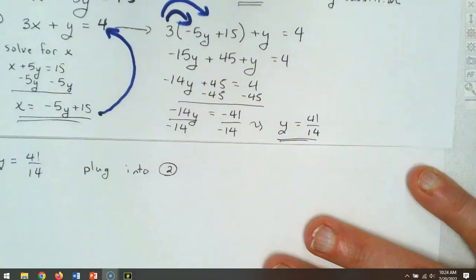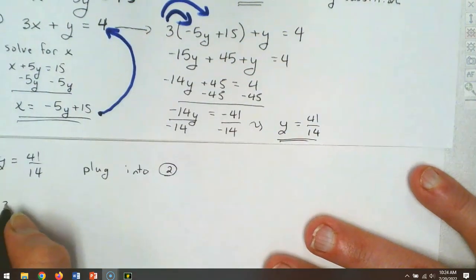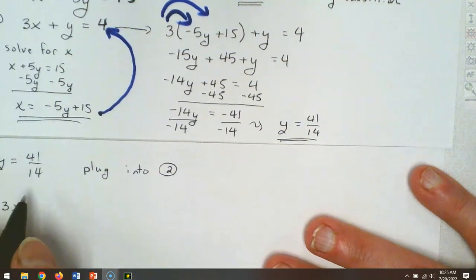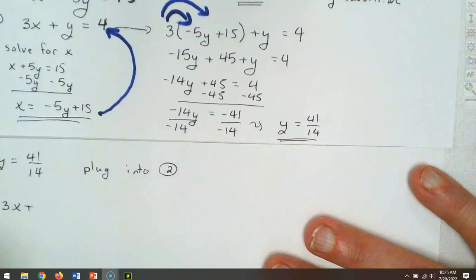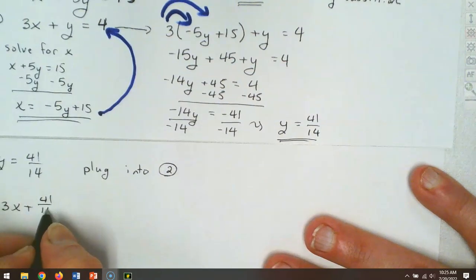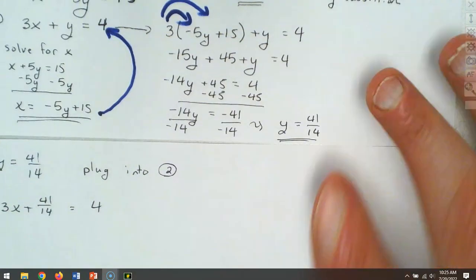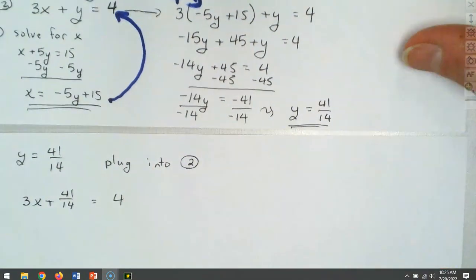So I'm going to go ahead and plug this into the second equation. And we've got 3x plus y. Now what's y? 41 over 14. And that equals 4. We're just taking it and plugging it back in.